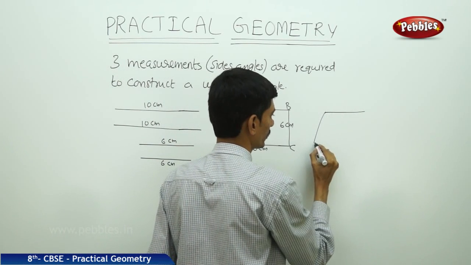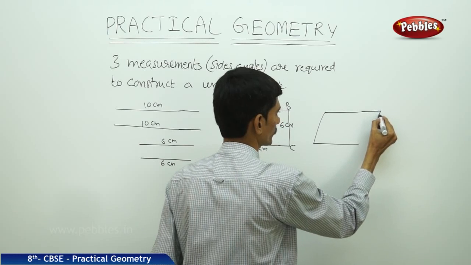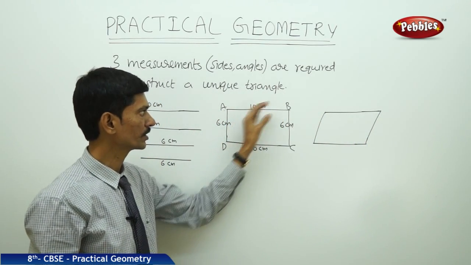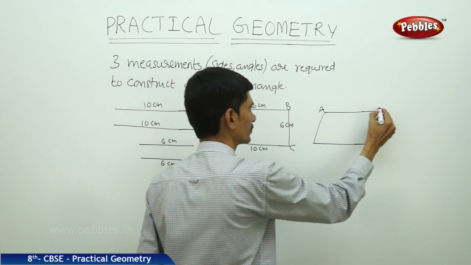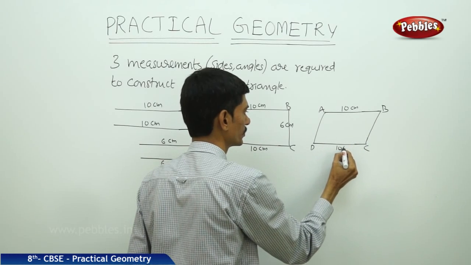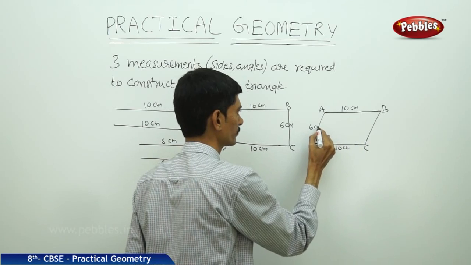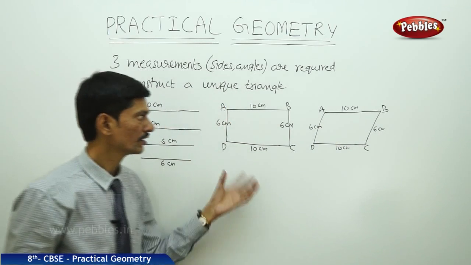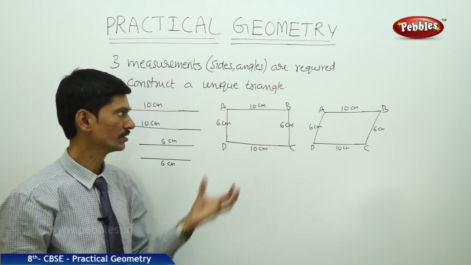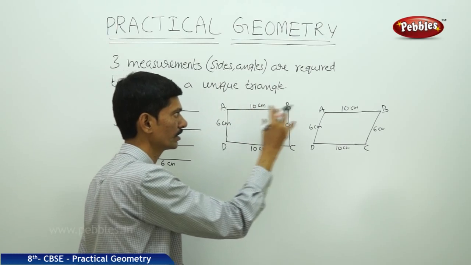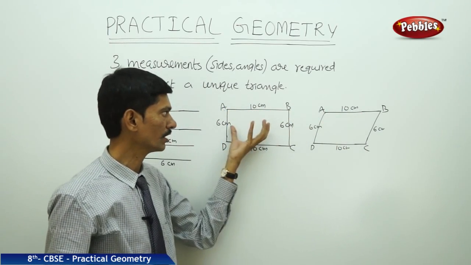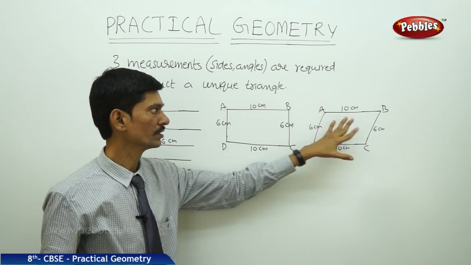If you push the rectangular shape along its breadth, the rectangular shape becomes a parallelogram. Now the measurements are the same in the case of the parallelogram. So without changing the measures of each side, a rectangle became a parallelogram. So we can understand that 4 measurements are not sufficient to construct a unique quadrilateral, because the 4 measurements in the case of the rectangle and the parallelogram are the same. See here, AB is 10 centimeters, and in the case of the parallelogram also AB is 10 centimeters. So all the measurements are the same, but a rectangular shape became a parallelogram shape.